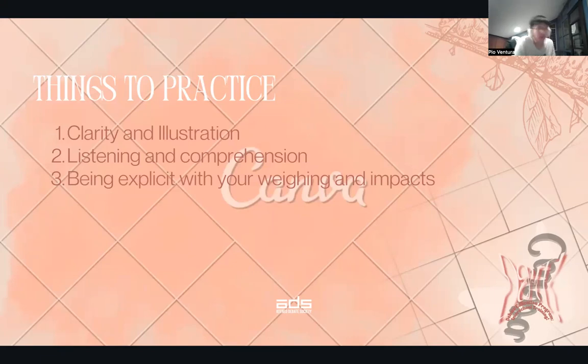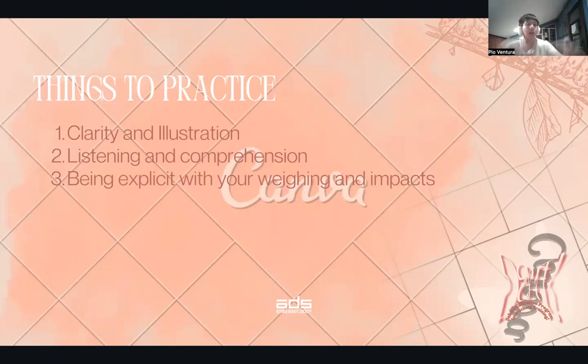The last is being explicit with your weighing and impacts. So it is what it is. Sometimes there is implicit weighing that comes from your argument being very good or already having wording that shows why it is valuable. But other times it's just important to be explicit. Tell the judge, I am going to compare the likelihood of their analysis to the likelihood of ours and show you why ours is probably the most likely.